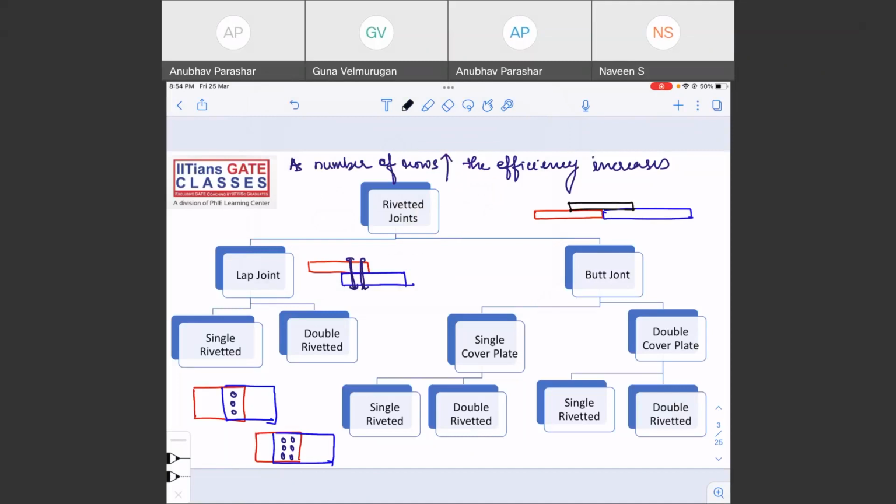It could be one cover plate, then it is called a single cover plate. It could be two cover plates, and it will be called a double cover plate. And then what we are going to do is rivet it this way, right? So this is what is called a butt joint, and this is what is called a lap joint.